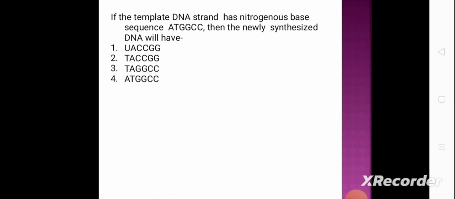Next question. If the template DNA strand has nitrogenous base sequence ATGGCC, then the newly synthesized DNA will have option 1 UACCGG, option 2 TACCGG, option 3 TAGGCC, and option 4 is ATGGCC. And the correct answer will be TACCGG.